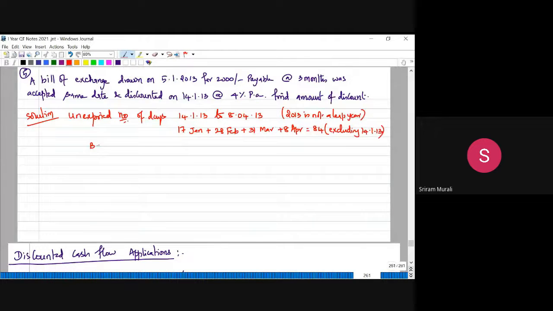So, what is the banker's discount? We want to find the amount of discount here. First, what is the banker's discount? The 2000 bill of exchange is drawn on, that is amount 2000 into how many days we kept. In 365 days, it is kept for 84 days. These days are unexpired. The interest is calculated at 4%. So we get 18.41 after reduction. Hence the required discount will be 18.41.